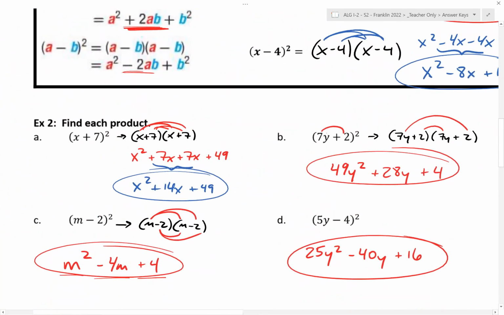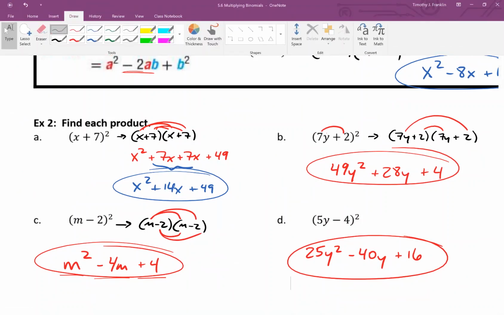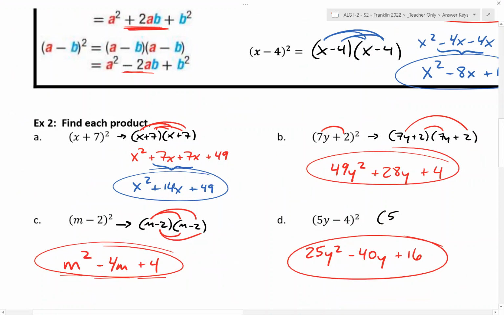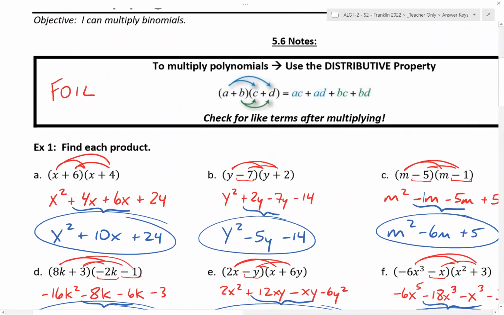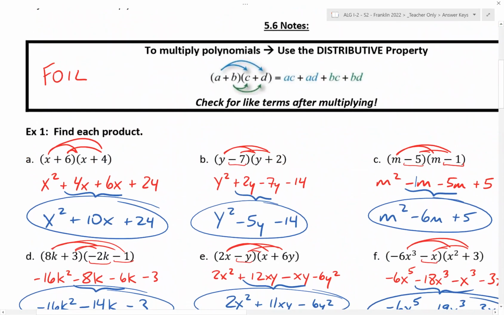But again, if it feels like it's too much to remember, just write out the problem. This one would be (5y - 4) times (5y - 4). And then you'll definitely be safer and be able to write that all out and do the work as normal. It's not that much extra time. And that way you can be sure that you get the right answer at the end. In any case, remember, we're using the distributive property and then combining like terms after you multiply.